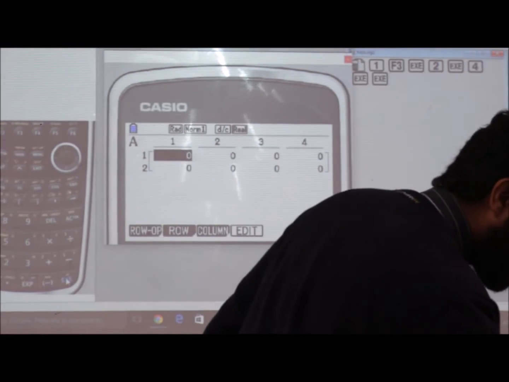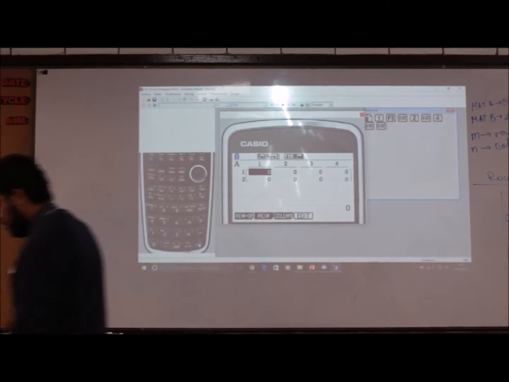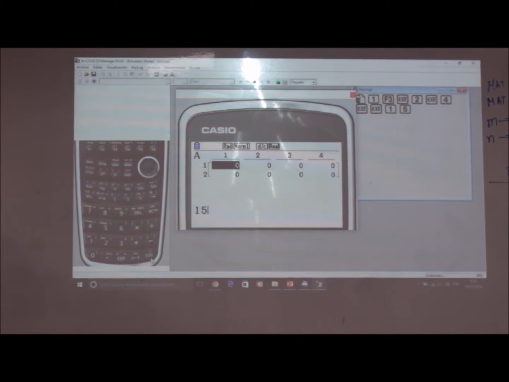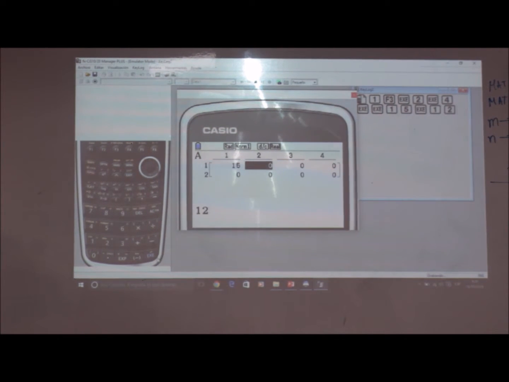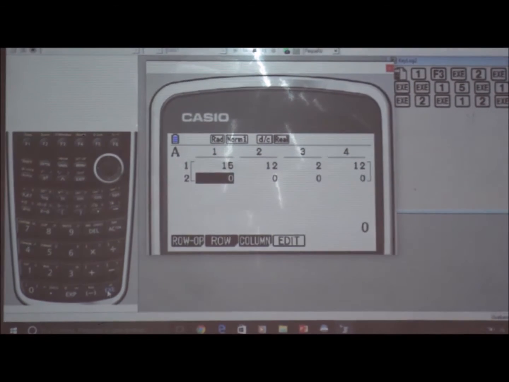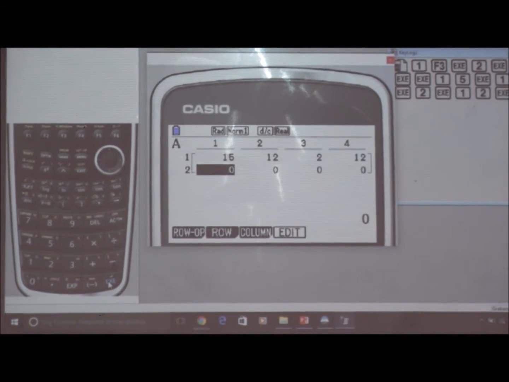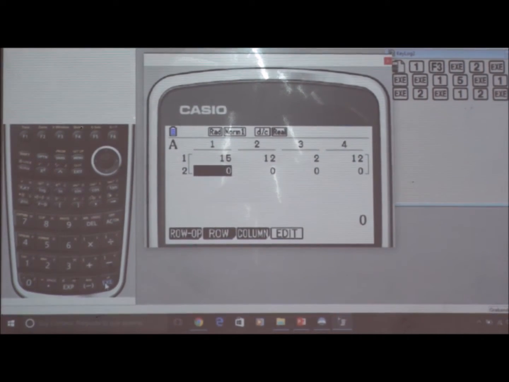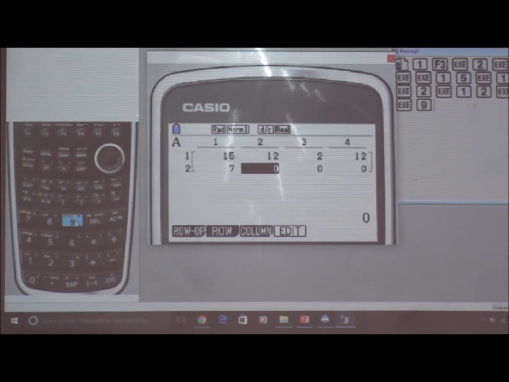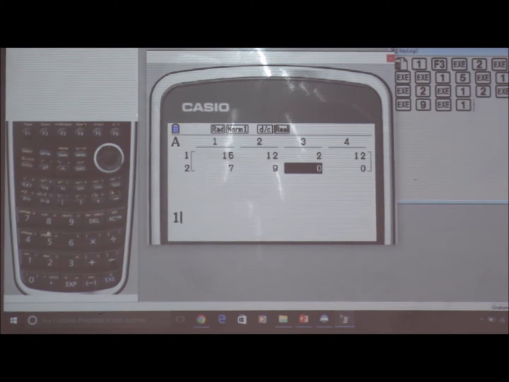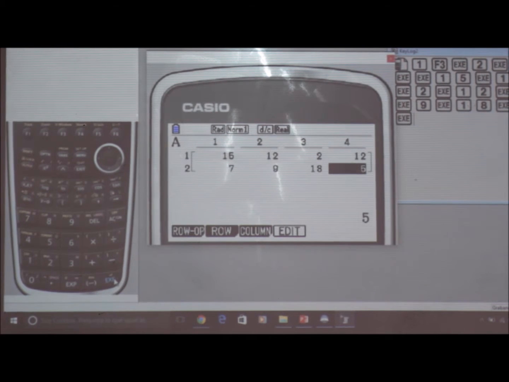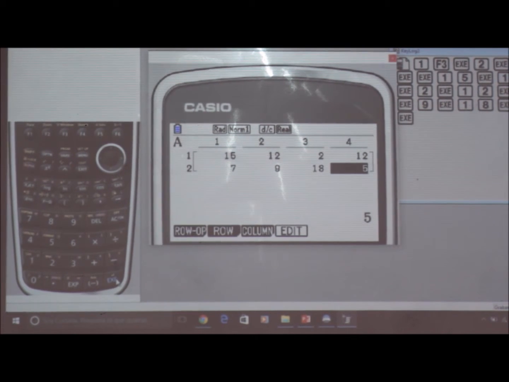So it is 15, 12, 2, and 12. If I'm right. And 7, 9, 18, and 5. Clear? Okay, that's the first one.